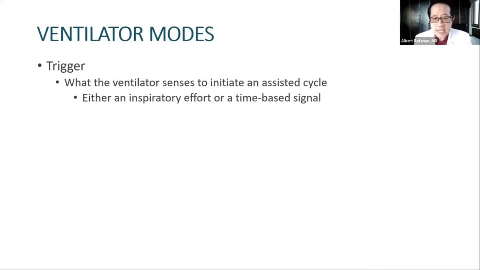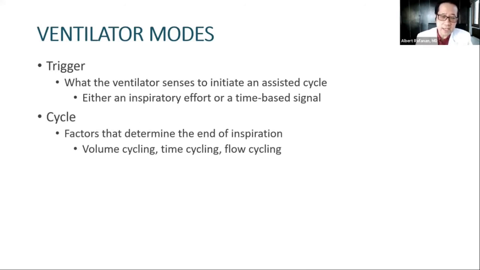The second thing that can trigger a machine is a time-based signal. You have a backup rate. If the patient is not breathing at all and you set a backup rate, after a certain time the machine detects that there is no breath and will trigger the ventilator to give a breath. So that is trigger: what does a ventilator sense to give a breath?